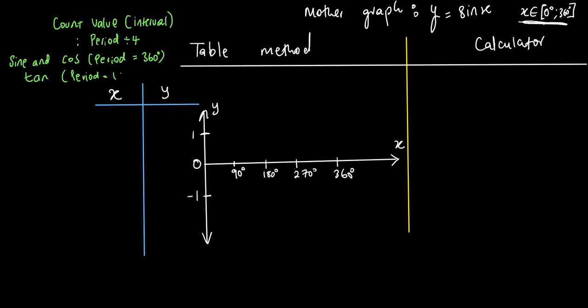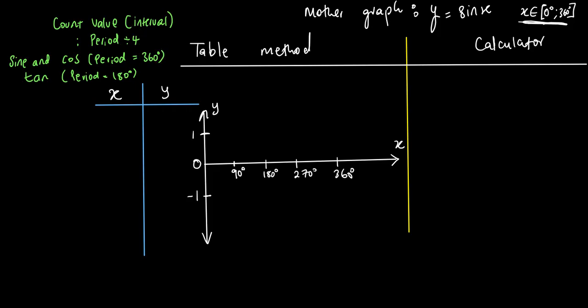So what I did here is that I said 360 degrees divided by 4. It gives me 90. That means when I draw my x-axis, I'm going to count saying 0, 90, 180, 270, 360.